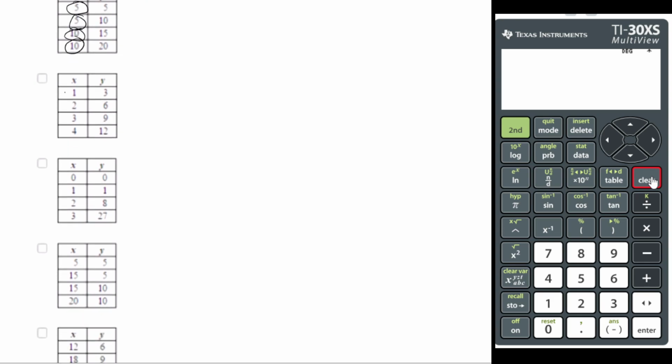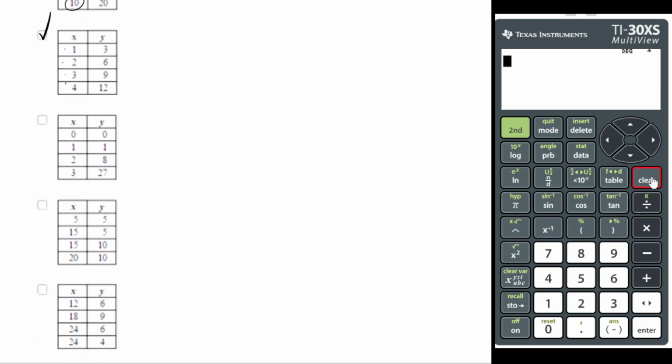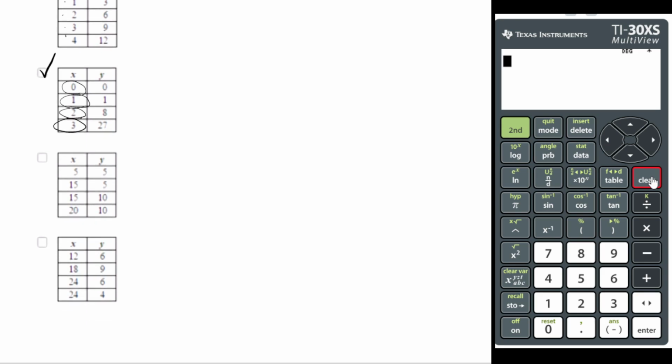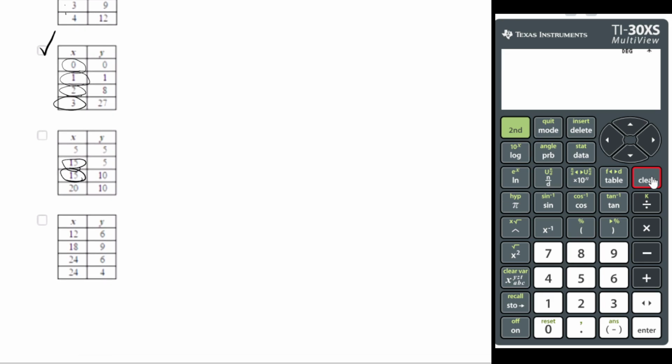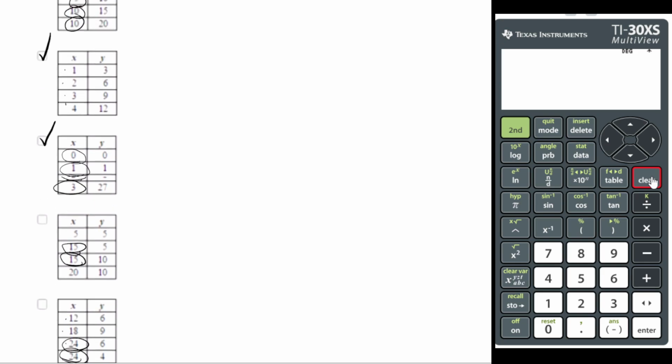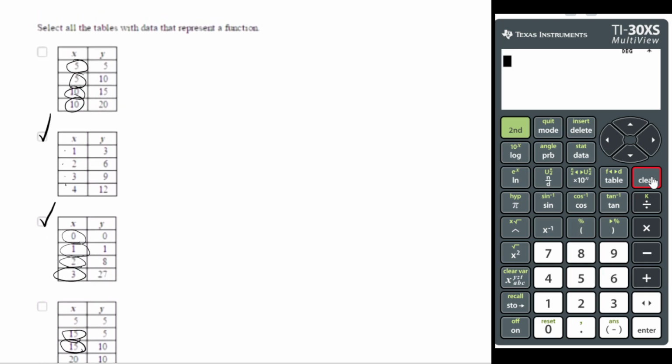Second one, 1, 2, 3, 4, they're all different. Get a check. Next one, 0, 1, 2, 3, all different. Gets a check. 5, 15, 15, uh-oh, that's repeating, doesn't get a check. 12, 18, 24, 24, uh-oh, repeating, doesn't get a check. Okay, so it's only this one.